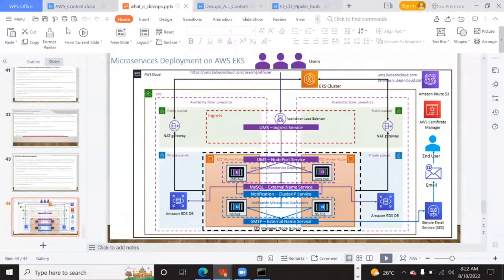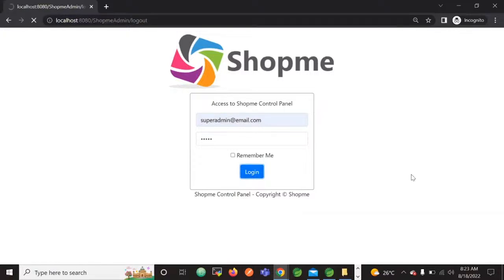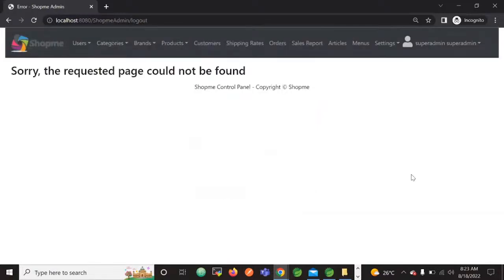Now the problem is this is on my localhost. That means this is within my machine only. If you want to access it, you can't access it, right? This is within my machine.